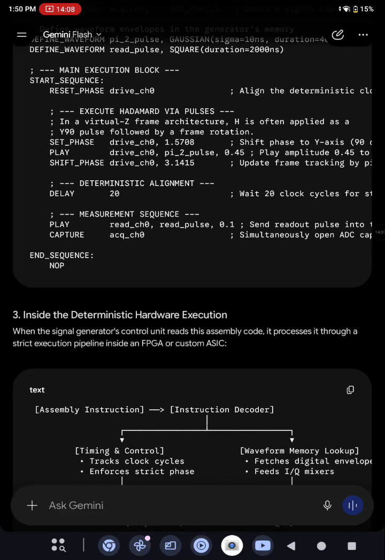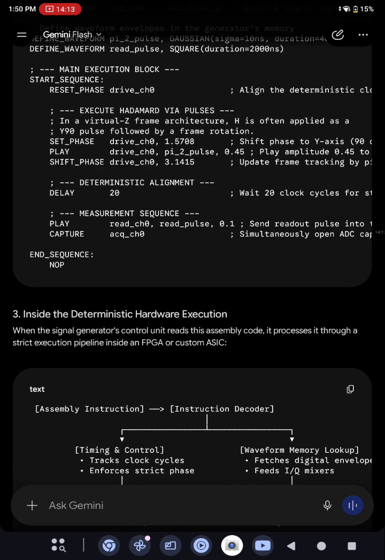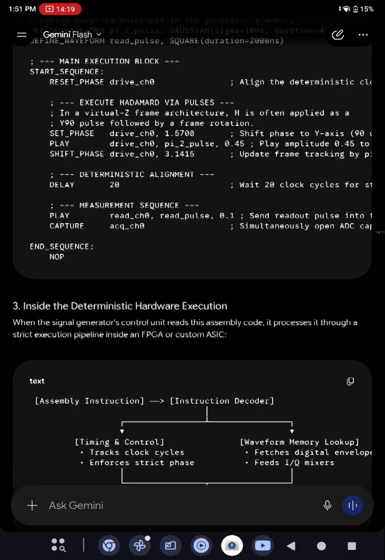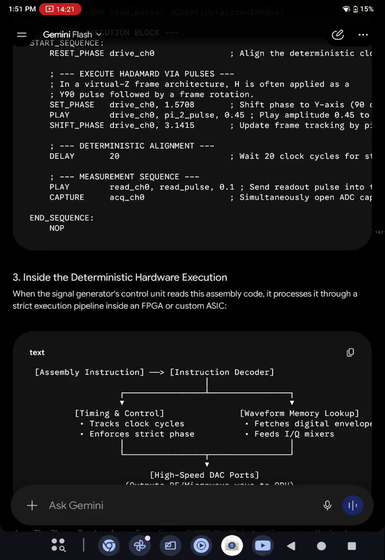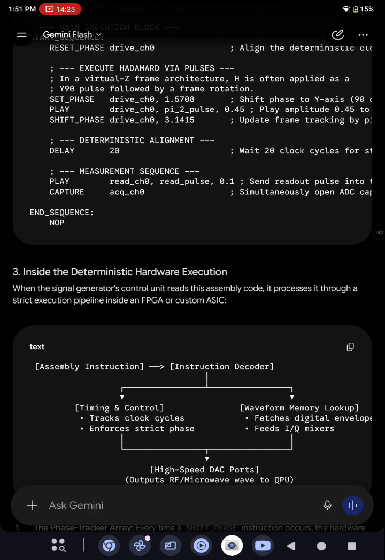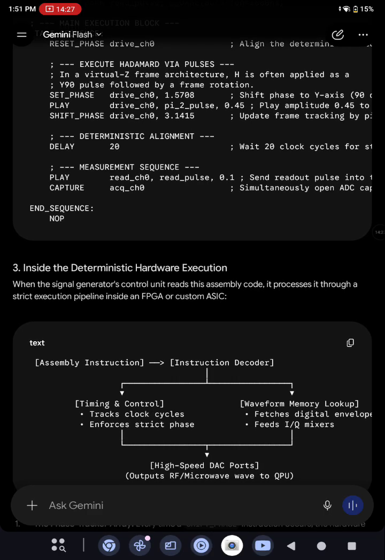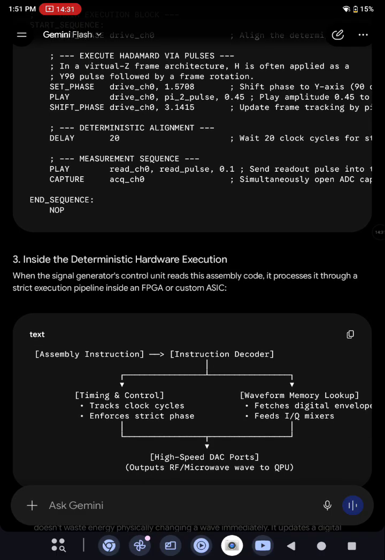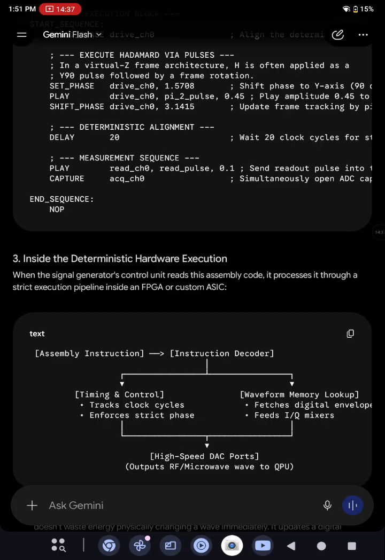Main execution block, start sequence. This is your main right here. Reset phase, drive channel 0. So you're resetting that drive channel 0. And you want to pulse in Hadamard. In a virtual Z-frame architecture, H is often applied as a Y90 pulse, followed by a frame rotation. So you set the phase to 1.578 on drive channel 0.